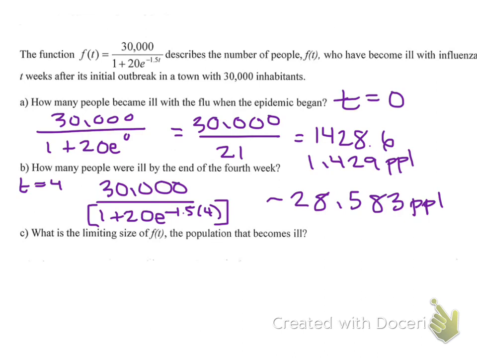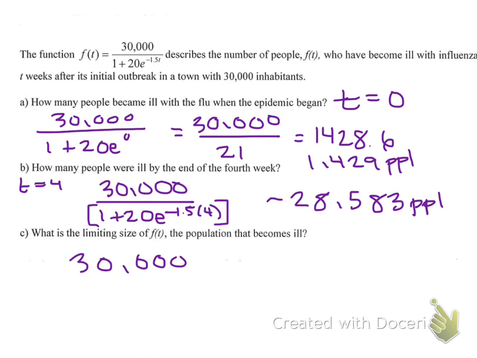Again, when we're talking about human beings, we're not going to leave it as a decimal. We're going to round. Letter C says, what is the limiting size f of t of the population that would become ill? The limiting size would be our numerator, because that's how many people live in the town. You can't have more people sick than the number of people that live in the town. So that's kind of like a common sense problem.